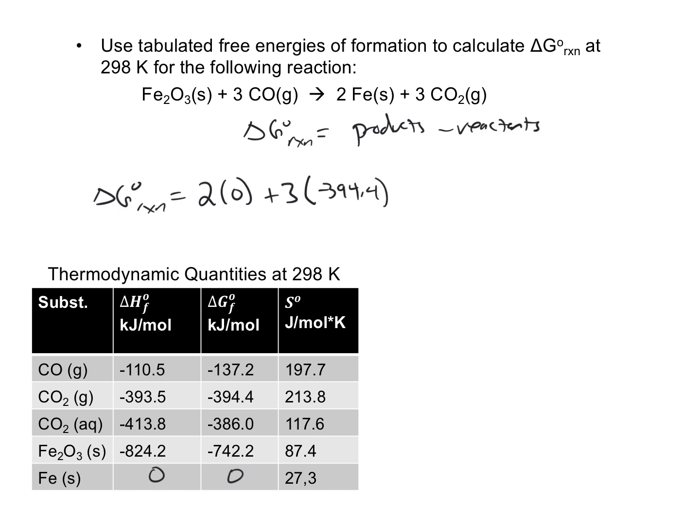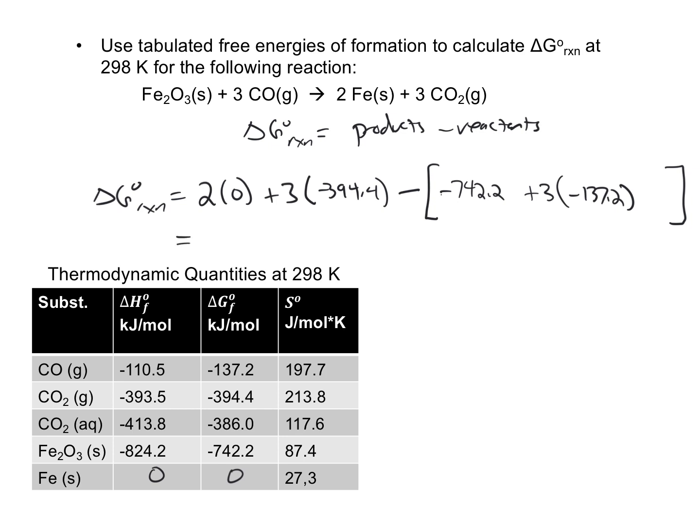And now I need to add up the reactants and subtract that from the products. So it's important to be careful with your signs. So what I usually do is I do minus. So I've got the products here, and then I put all the reactants inside these brackets. And so I have 1 mole of Fe2O3, so that'll be negative 742.2. And then I have 3 moles of carbon monoxide, so that's negative 137.2.